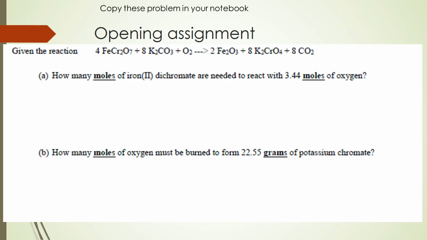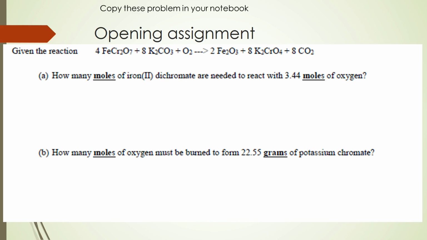All right, going through these. So looking at these reactions. The first one says how many moles of iron 2 dichromate are needed to react with 3.44 moles of oxygen. So the first thing you need to be able to do is figure out which formula represents iron 2 dichromate and which formula represents oxygen, which should be kind of easy, but some people are still caught up on that. All right. So looking at this, what are we starting with?